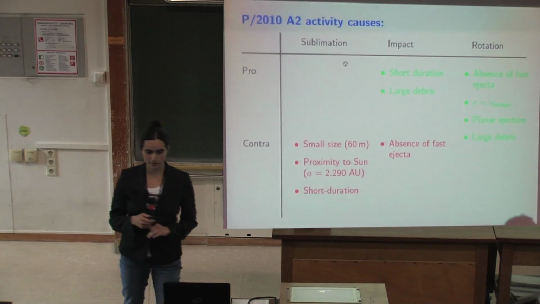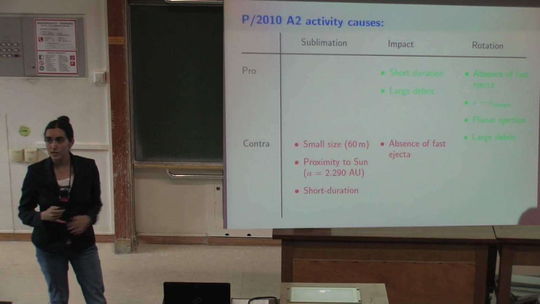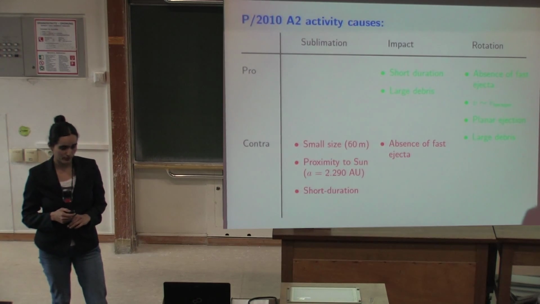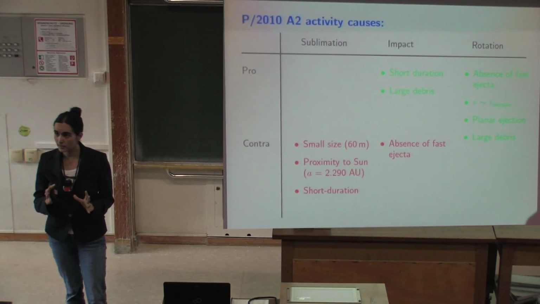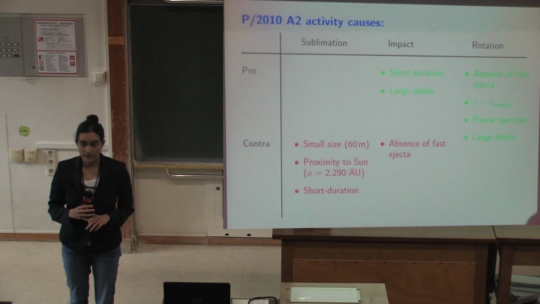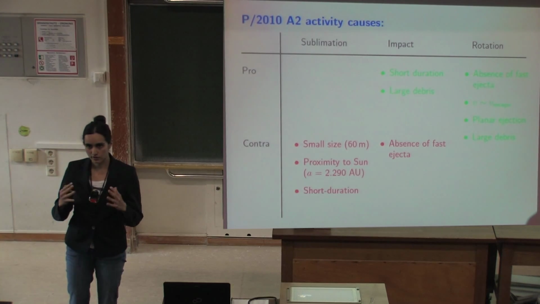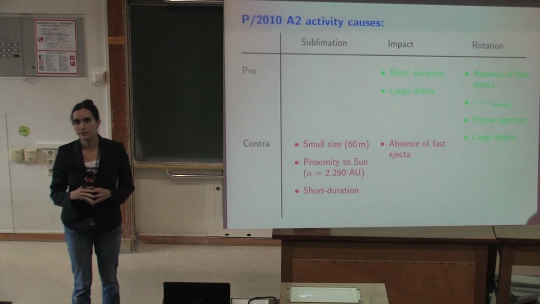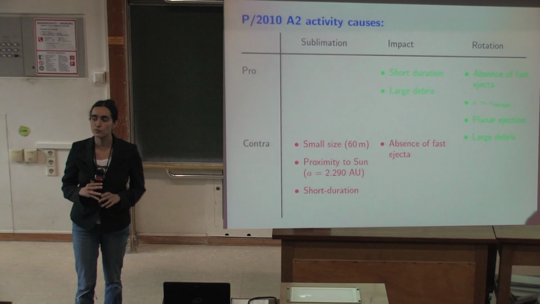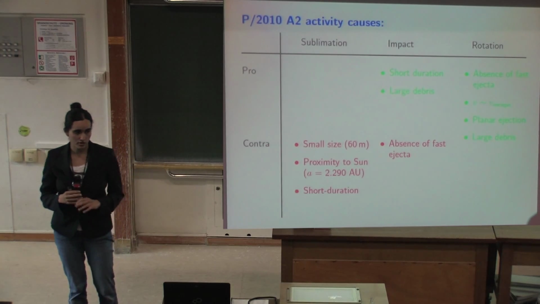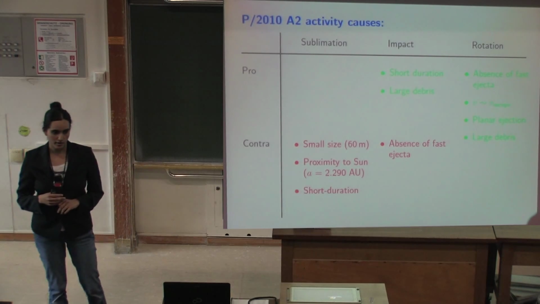So to summarize, the question is what caused this to happen? Was it also sublimation of ice? And there are several reasons why we think this is unlikely. First, the asteroid is really tiny, 60 meters, and it is close to the sun. It's in the inner main asteroid belt. So in this region of the asteroid belt, it is very unlikely that ice can be conserved over the age of the solar system inside a 60-meter body. And in addition, the short duration is very untypical for sublimation of ice.